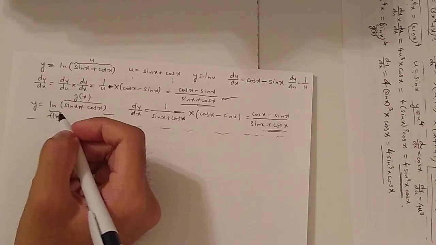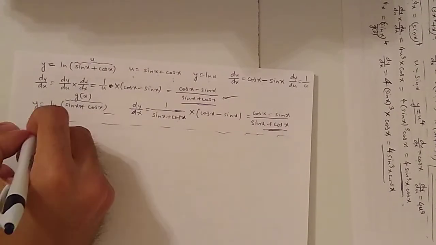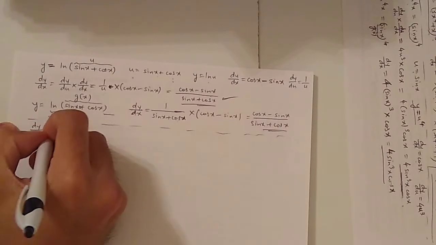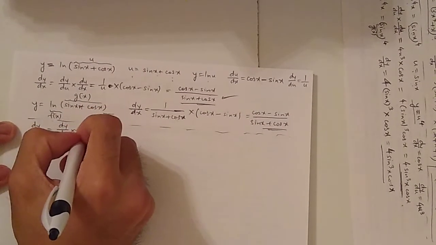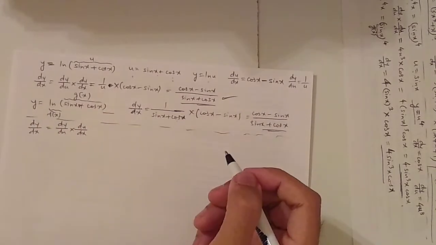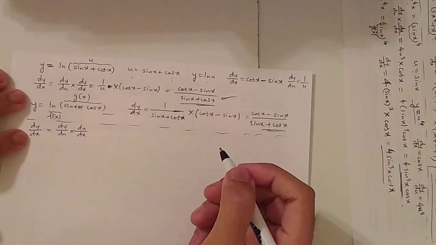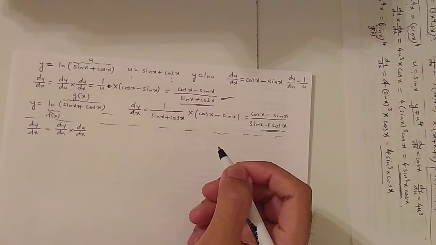The chain rule can also be used in a different manner as well. Consider dy by dx equals dy by du into du by dx. So dy by dx equals dy by du into du by dx.